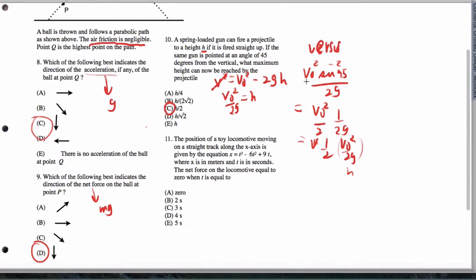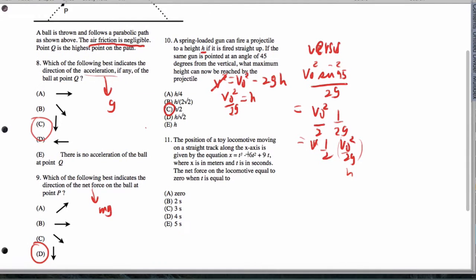I'm recording questions 11 through 15 for AP Physics. All right, so we want to know when the net force equals 0. This is actually a trick question.